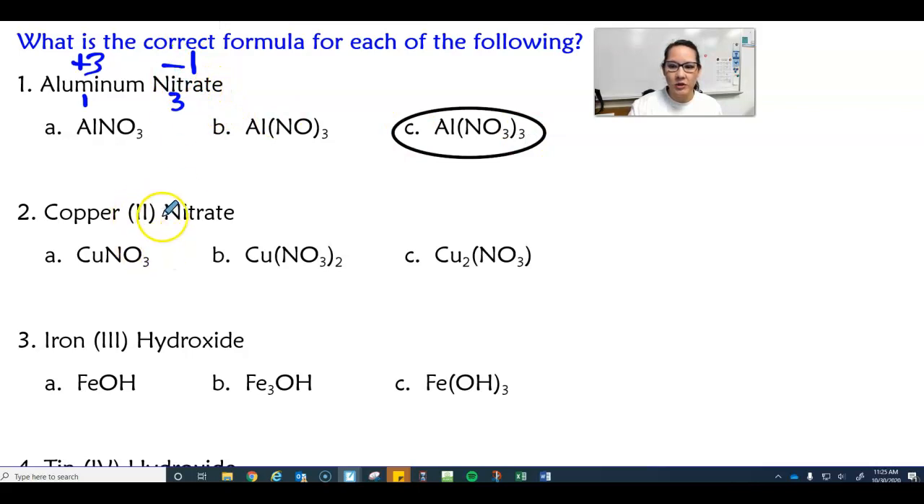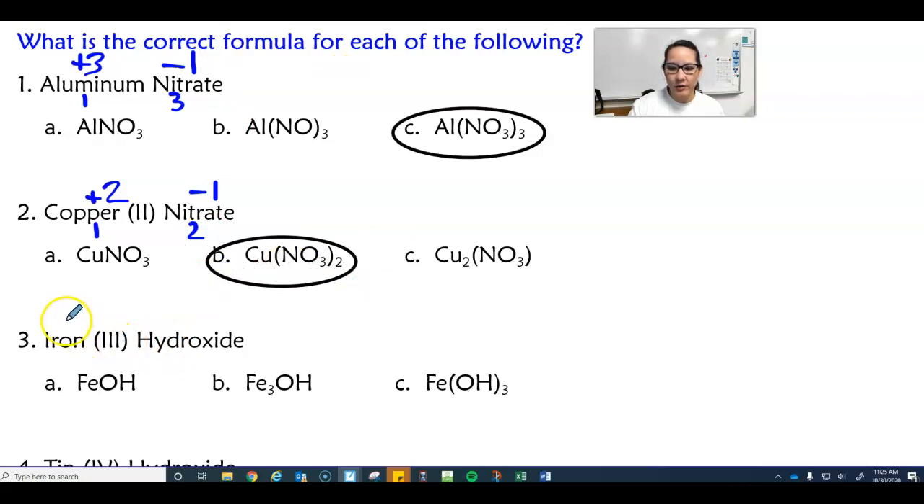Next is copper 2 nitrate. Roman numeral 2 tells me this has a +2 charge. Nitrate has a -1 charge. So it's going to take 1 copper and 2 nitrates for this to be balanced. And so I'm going to need nitrate, which is NO3, inside of the parentheses with a 2 on the outside of the parentheses, and only 1 copper, which is going to be letter B.